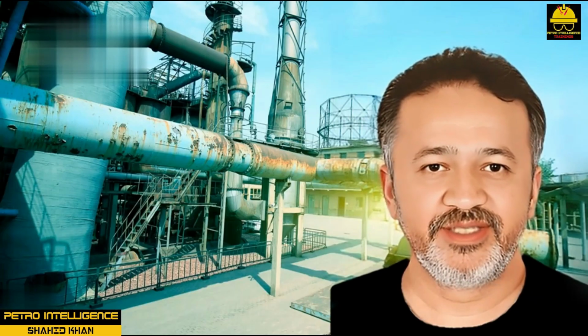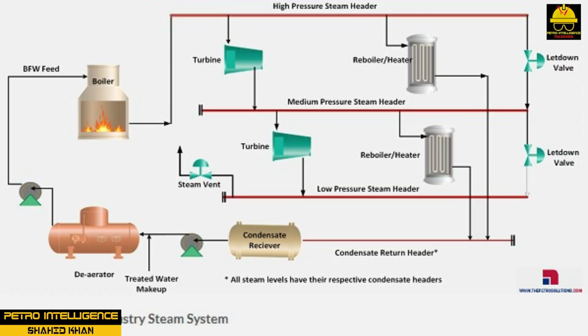Steam generation systems. A steam system is a complex arrangement of equipment and piping that works together to produce and circulate steam at a variety of pressures and temperatures. Because steam is used in so many industrial applications, most chemical plants and refineries have their own steam generation facilities.